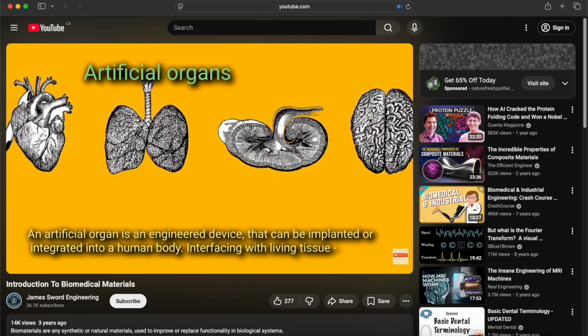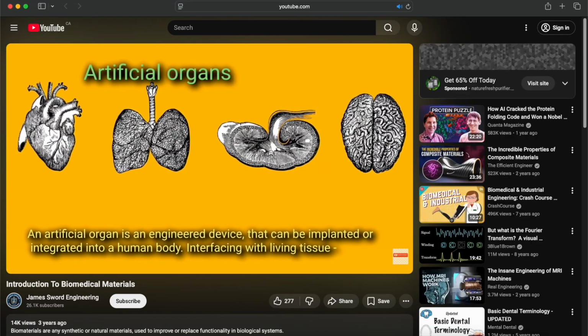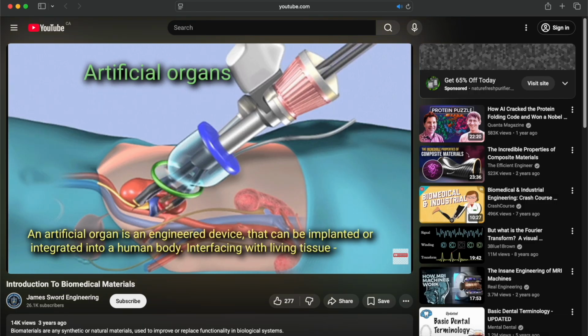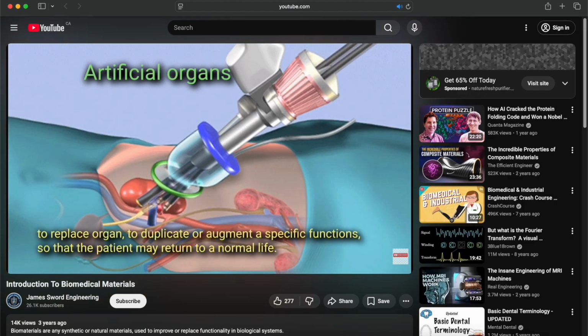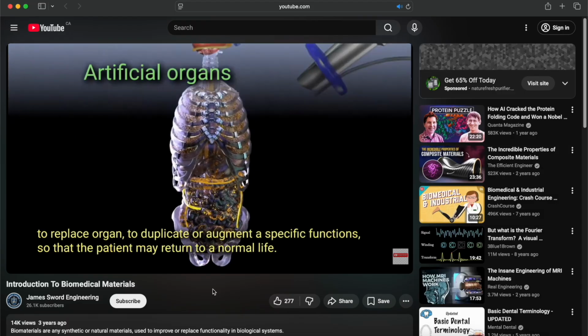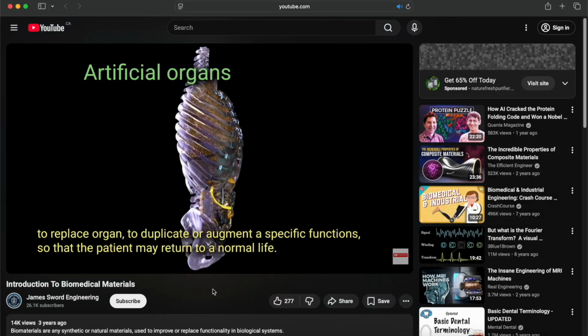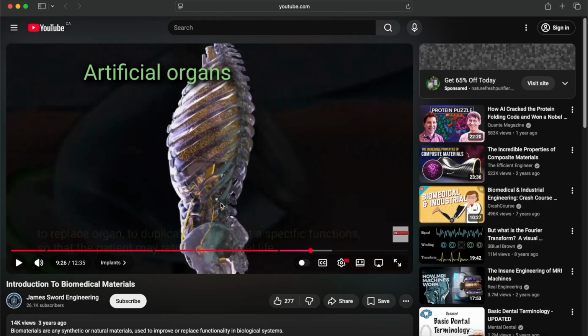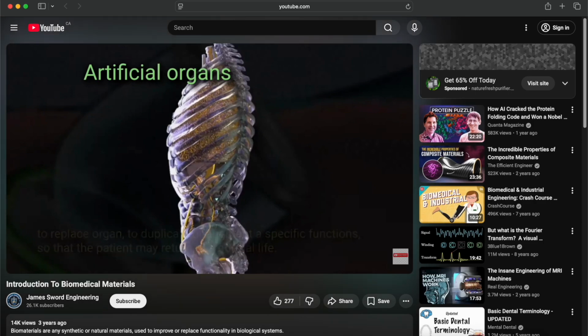Artificial organs. An artificial organ is an engineered device that can be implanted or integrated into a human body, interfacing with living tissue to replace an organ, to duplicate or augment a specific function, so that the patient may return to a normal life.